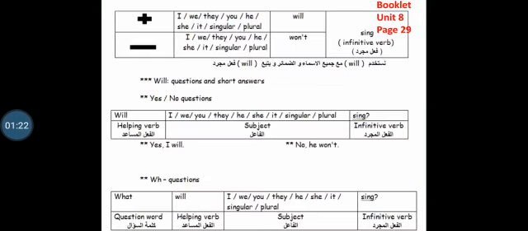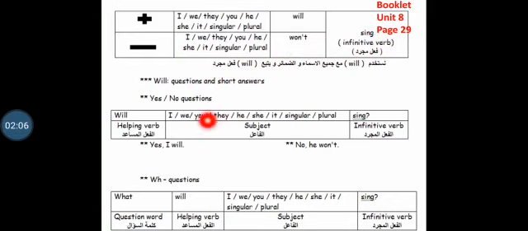Okay, now let's move to this slide. It is from your booklet, Unit 8, page number 29. In affirmative sentences, we use the subject pronouns and both single and plural nouns with will, and will is followed by an infinitive verb. For example, I will sing, she will sing. And in the negative sentences, we use all the pronouns and the nouns, plural or singular, with won't, which is will not, plus infinitive verb. They will not or won't sing.